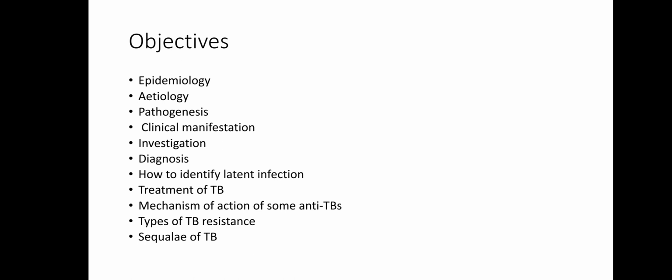We'll look at a brief overview of the treatment and the mechanism of action of some of the anti-TB drugs, mainly the two main ones, isoniazid and rifampicin. And we'll also talk about types of TB resistance and some of the consequences of post-TB infection.